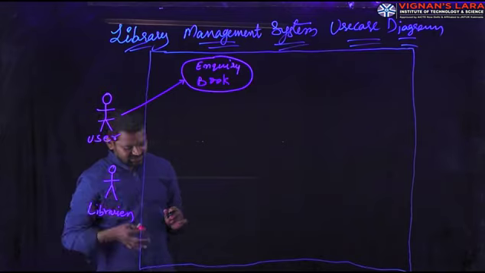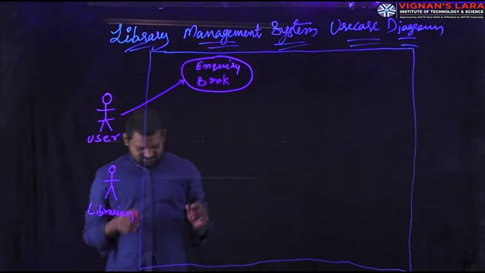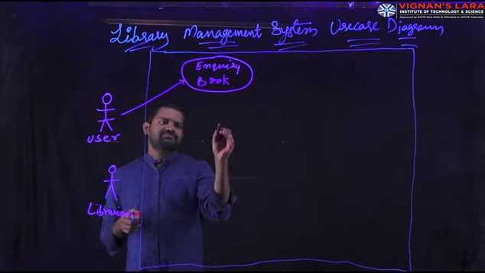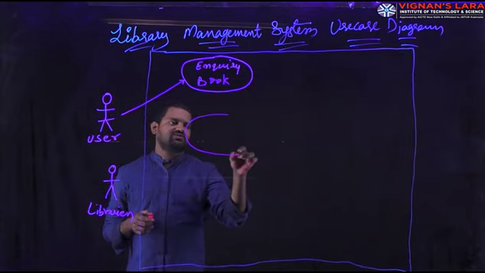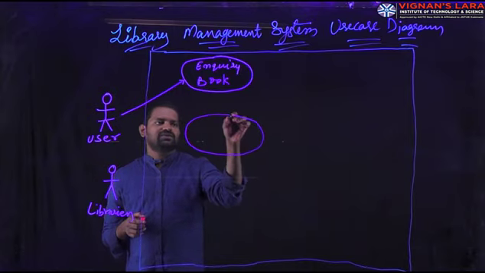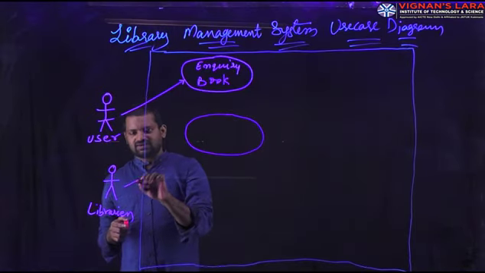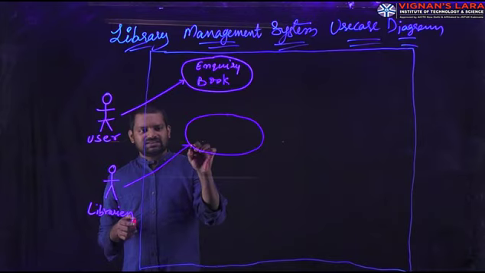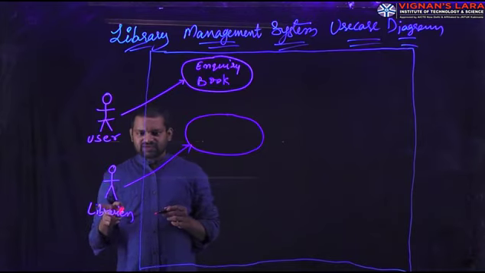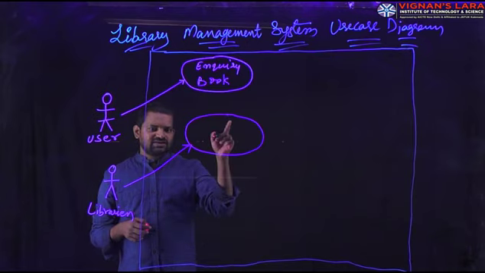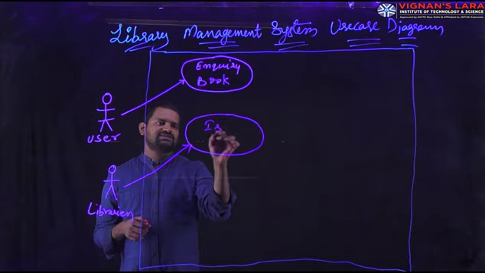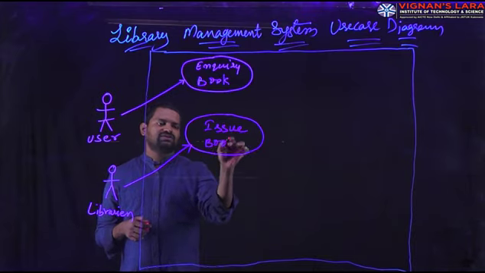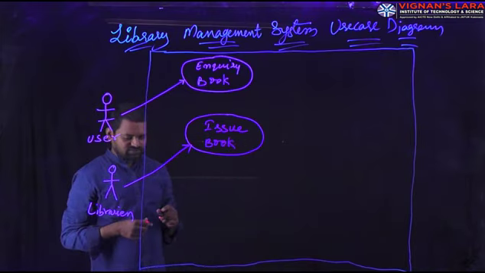And next, issue book. Who will issue the book? The book will be issued by the librarian. You have to connect the link between the librarian and the use case. What is this issue book? Issuing the book of the library.